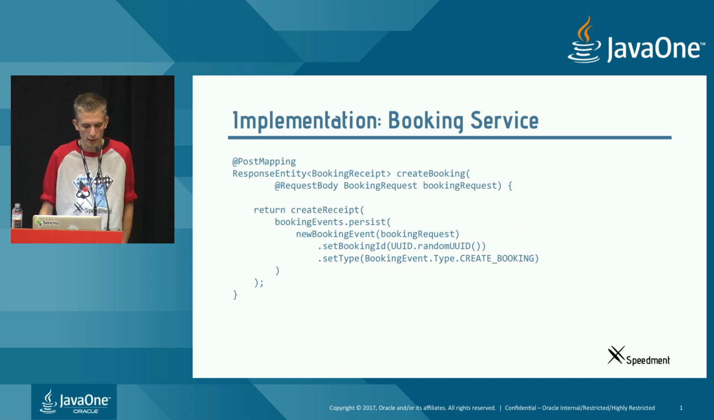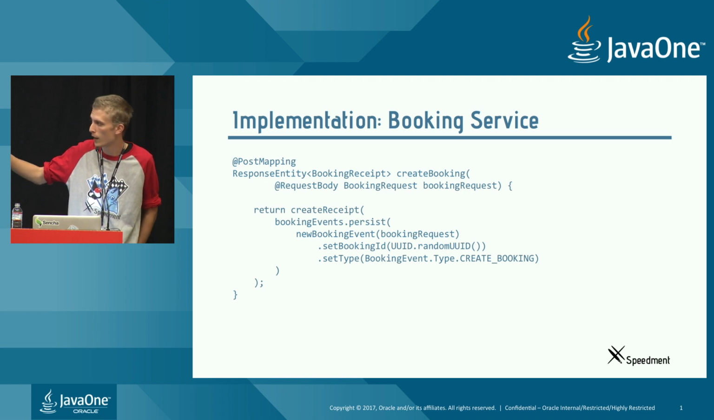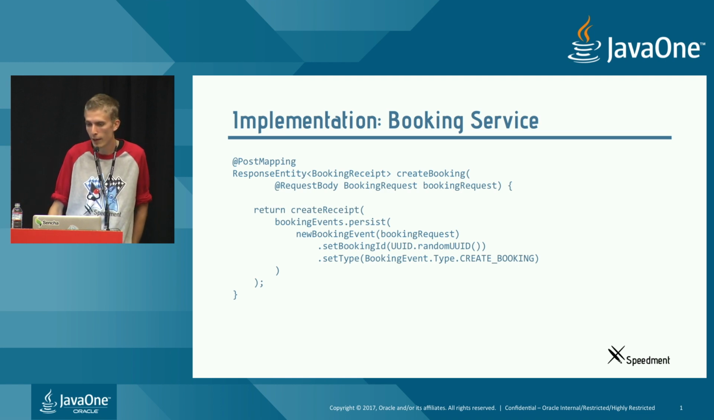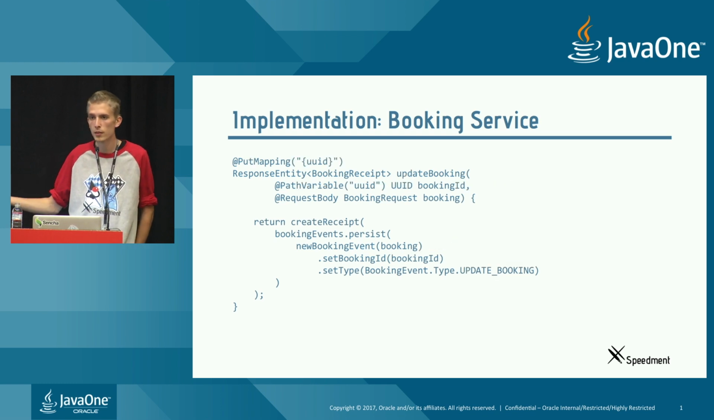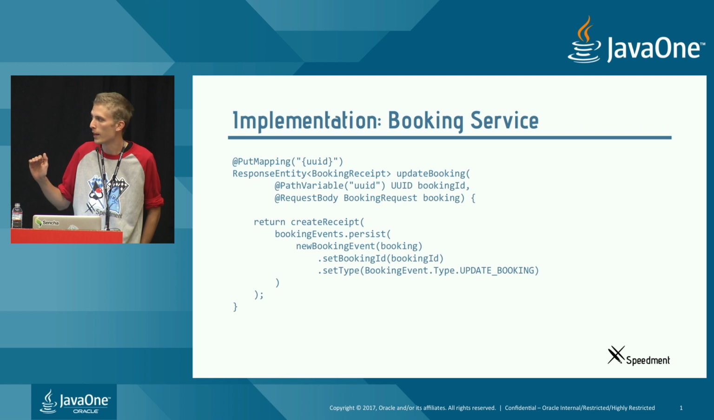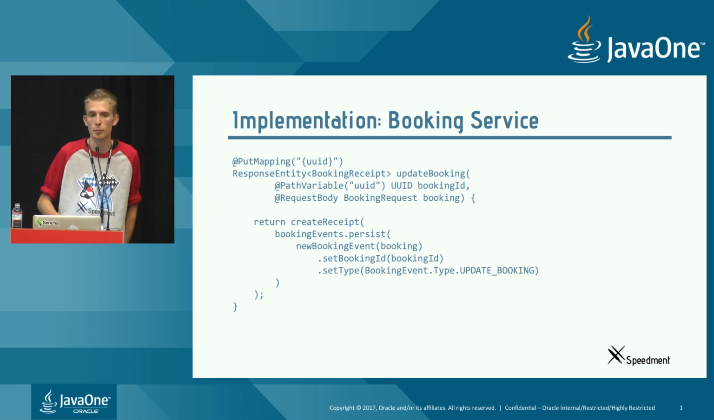Creating a booking with the REST API is very simple. We wrap a Speedment request to persist the row into the database in a create receipt to get a response to send back to the clients. This is all the logic required to persist things in a database. You might also notice that we set the type to create booking. We never do anything other than persisting, which means that if the user wants to update a booking, we don't update any existing rows. We basically persist a new row and set the type to update booking. And then we use the same booking ID as the previous one.